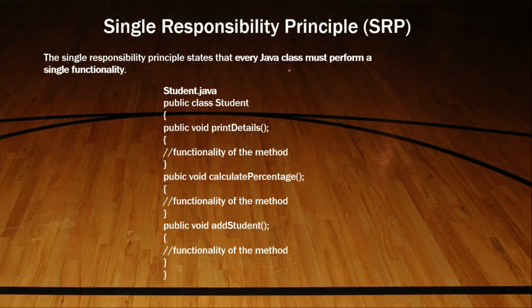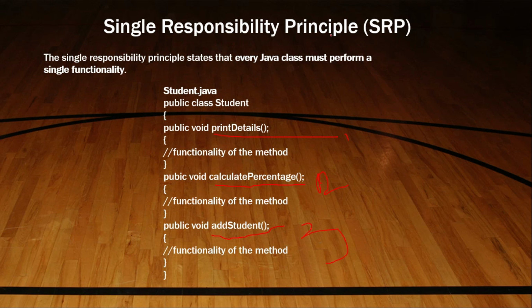So what does Single Responsibility Principle mean? The Single Responsibility Principle states that every Java class must perform a single responsibility. What does this mean? Here you can see the example: we have Student.java, and we have created a public class Student. Here are various functions like print details, calculate percentage, and add student. We have added three functions in a single class, which is Student.